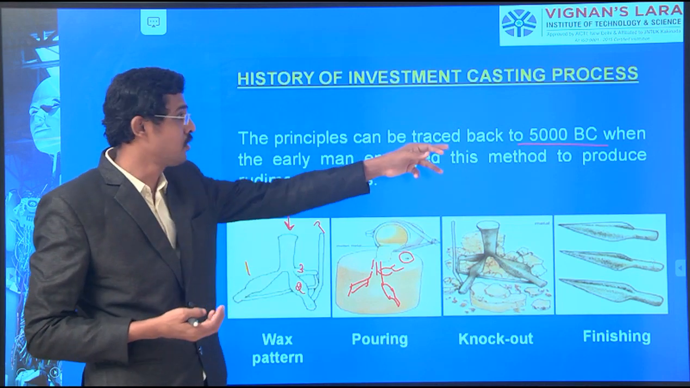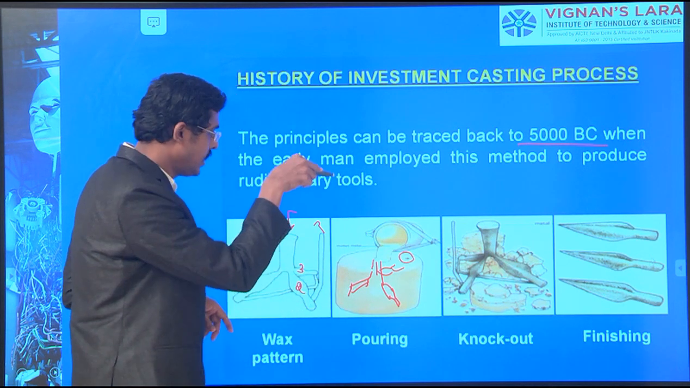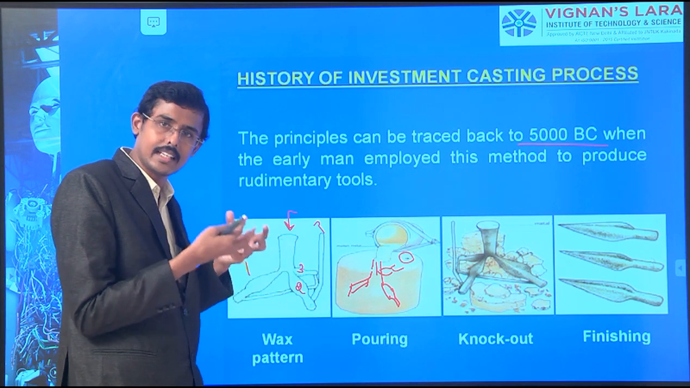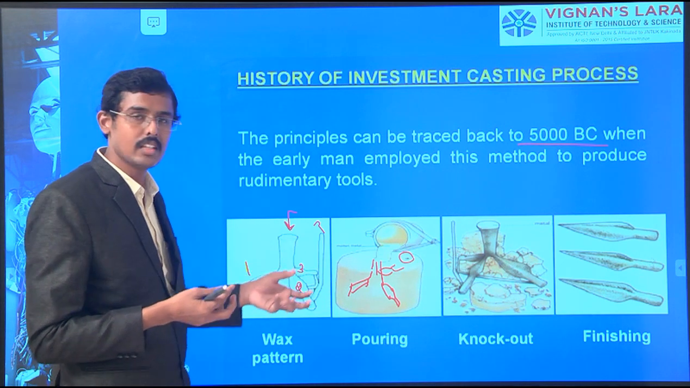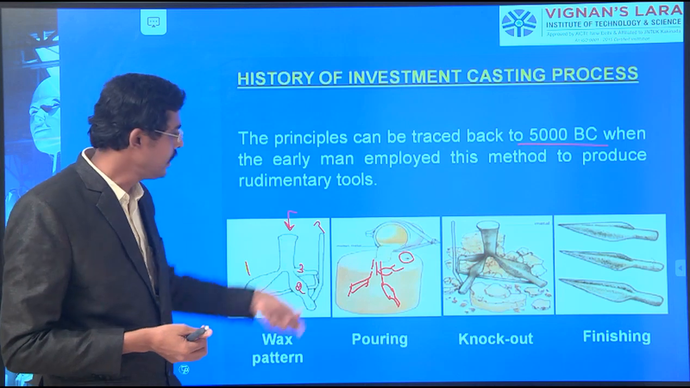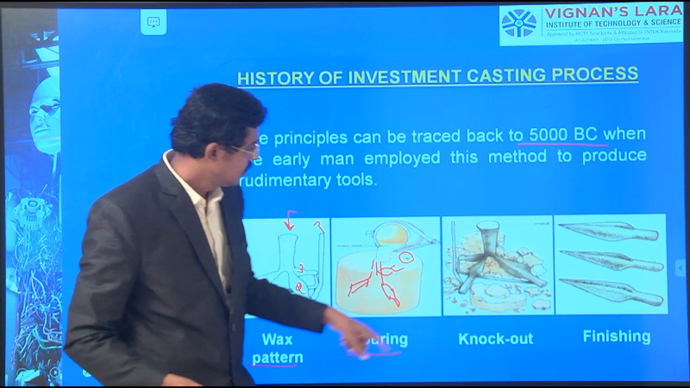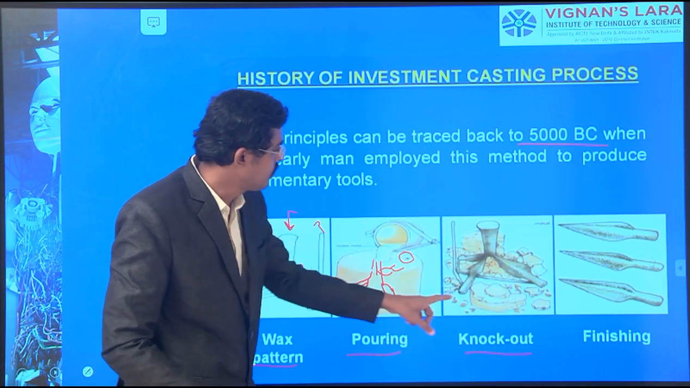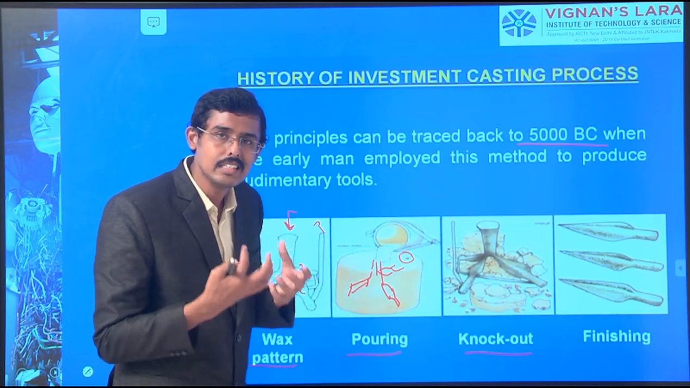They used these things before, in 5000 BC itself. After this, the sand is fixed and heated, and at the same time the wax comes out and dries out because it is heated. Then an empty cavity is there in the sand. Into the cavity we are pouring. So wax pattern preparation, then pouring, then knockout. After pouring, it should be solidified. After solidifying, we break it and receive the finished object as designed.